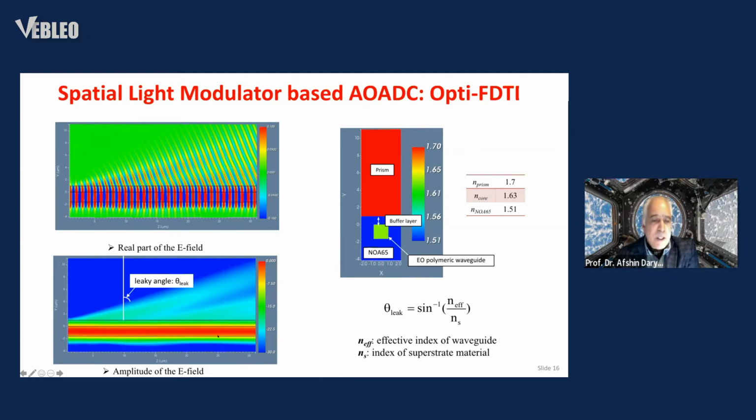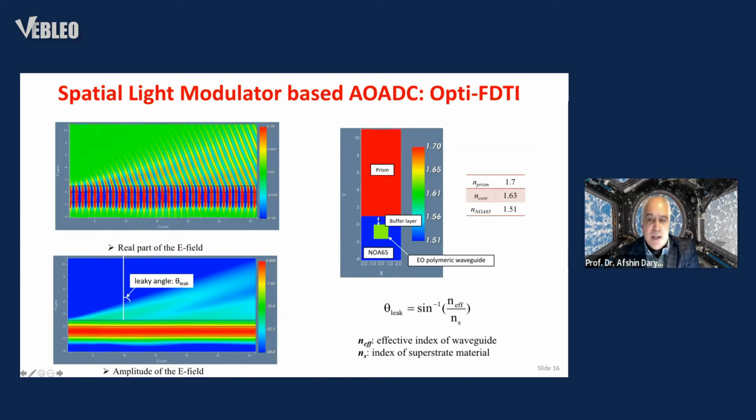And the leakage condition is satisfied by making sure that the index of refraction of the prism, which is given by 1.7, is higher than the effective index of refraction of the optical waveguide, which is tunable by the electro-optic property of the Pockels effect due to the applied RF field.